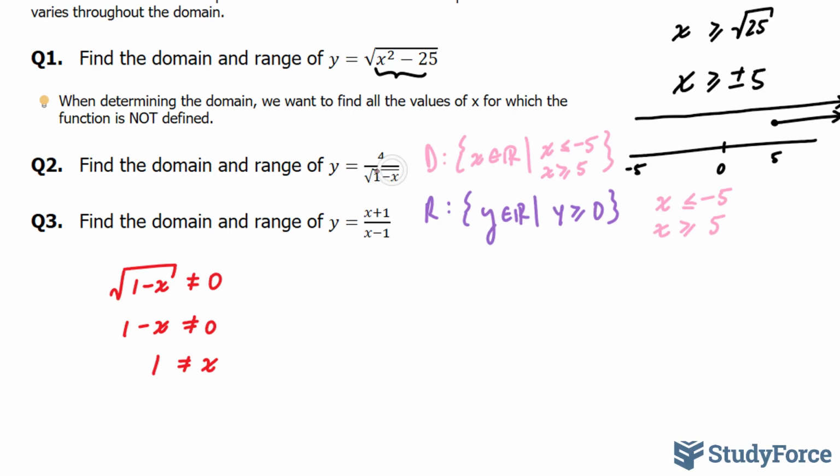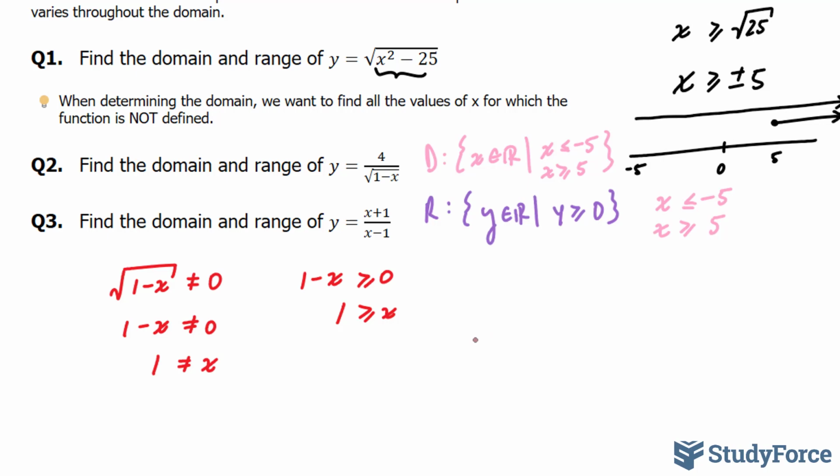Furthermore, within this square root, 1 minus x can't be less than 0. So 1 minus x needs to be greater or equal to 0 for this square root to be valid. Bring this x over. This tells us that x needs to be less than or equal to 1 in order for this to be valid.